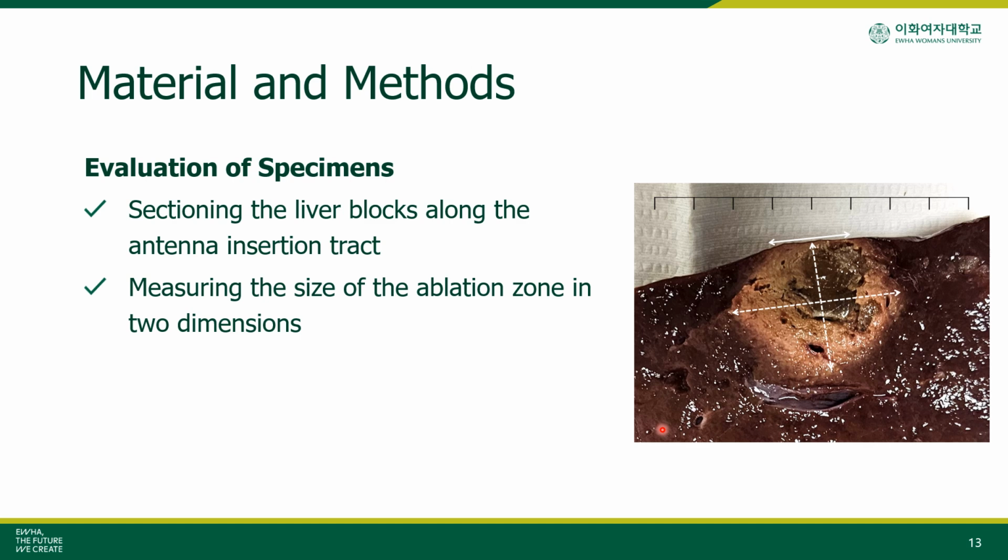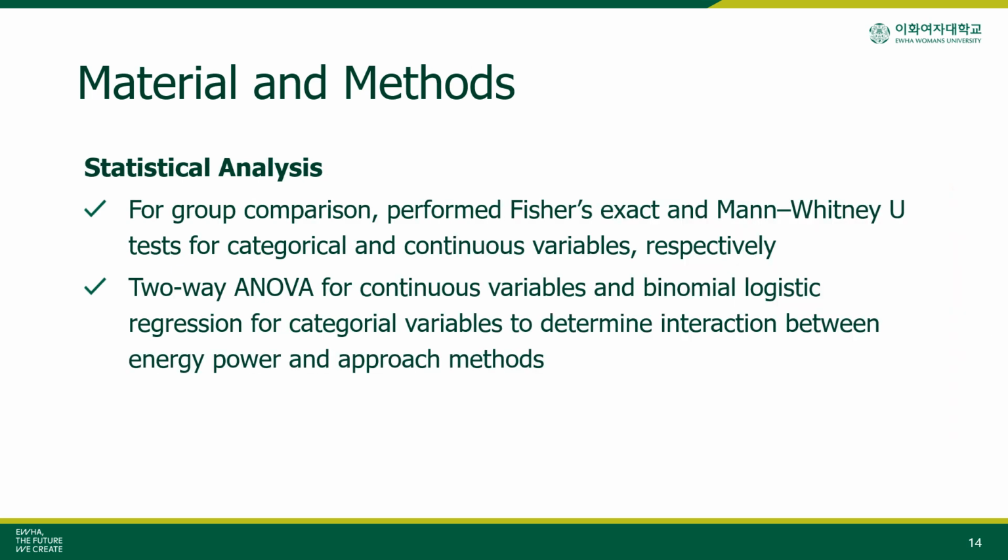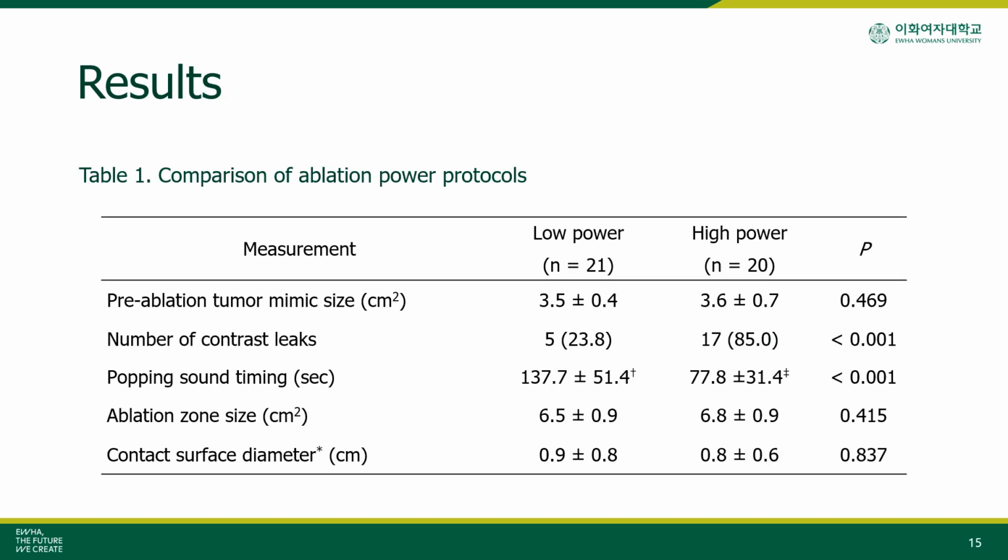Finally, the liver blocks were sectioned along the antenna insertion tract. The size of the ablation zone was measured in 2 dimensions, the longest diameter and its perpendicular diameter. For group comparisons, the chi-square test and the Mann-Whitney U test were used. Two-way ANOVA and logistic regression were used to determine whether there was an interaction between energy power and approach method. So let's see the results.